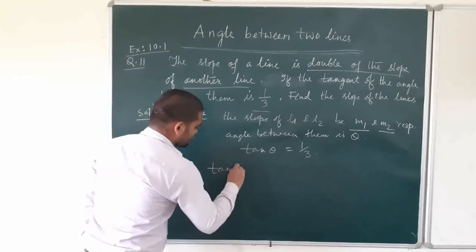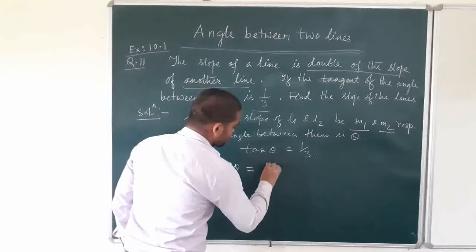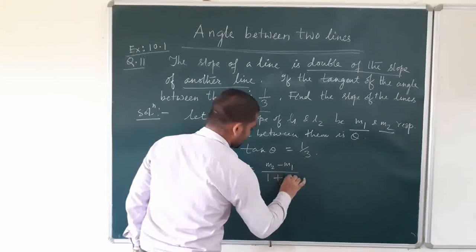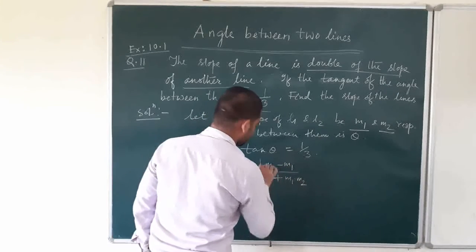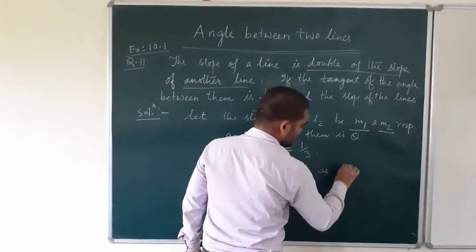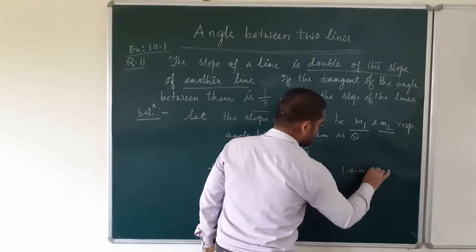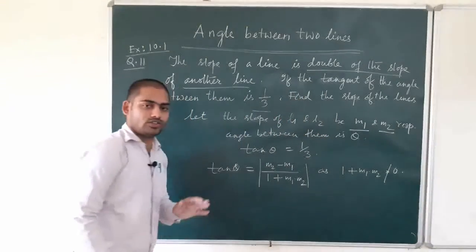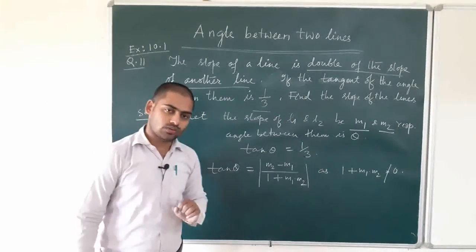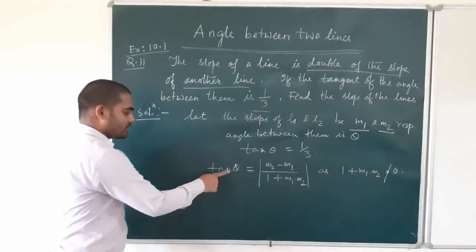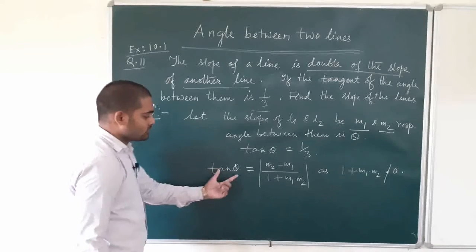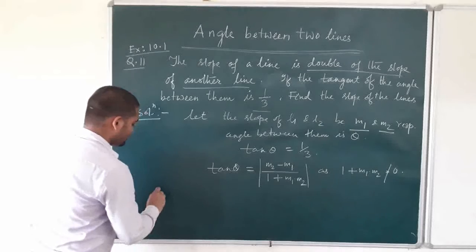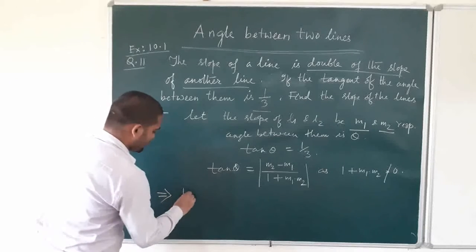Tan theta is equal to M2 minus M1 by 1 plus M1 into M2, where 1 plus M1 into M2 is not equal to 0. This you know. Here, what is given? Tan theta value is given as 1 by 3. So you can write 1 by 3.